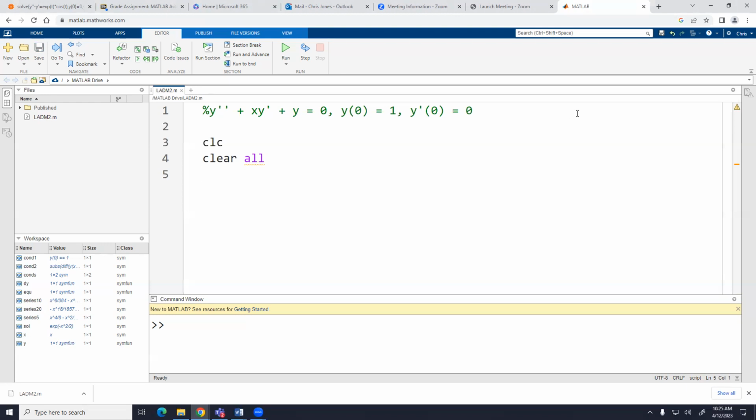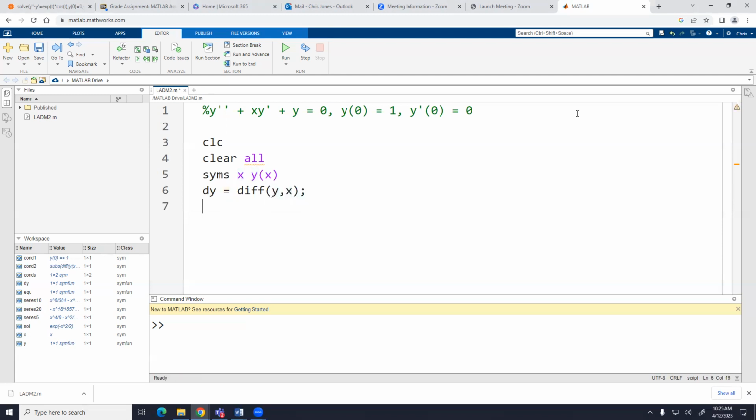Okay, so I'm going to make a couple symbolic variables. So I'm going to have a syms x and a y(x). And then I'm going to have a dy, and dy is going to be equal to diff(y, x).